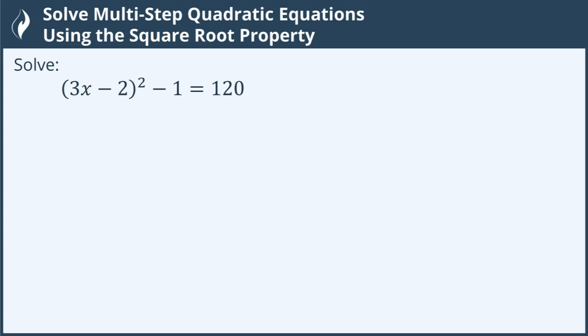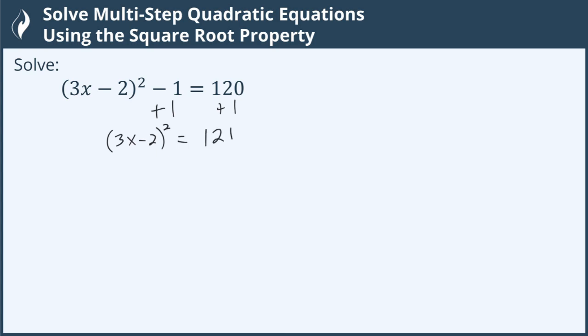In this video, we are going to learn how to solve multi-step quadratic equations using the square root property. So the first thing we need to do is get this squared by itself. So we want to get this 3x minus 2 squared by itself. And so we've still got that minus 1 on this left side of the equation. So we are going to add 1 to both sides. So when we do that, we still have the 3x minus 2 squared left, then equals 121.